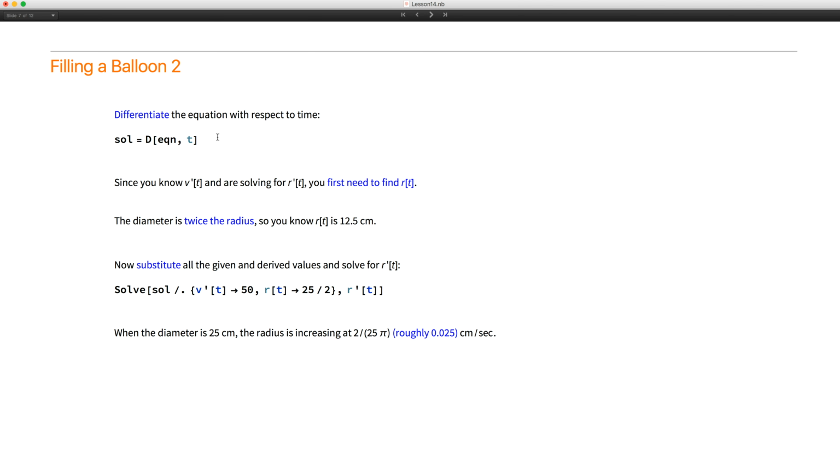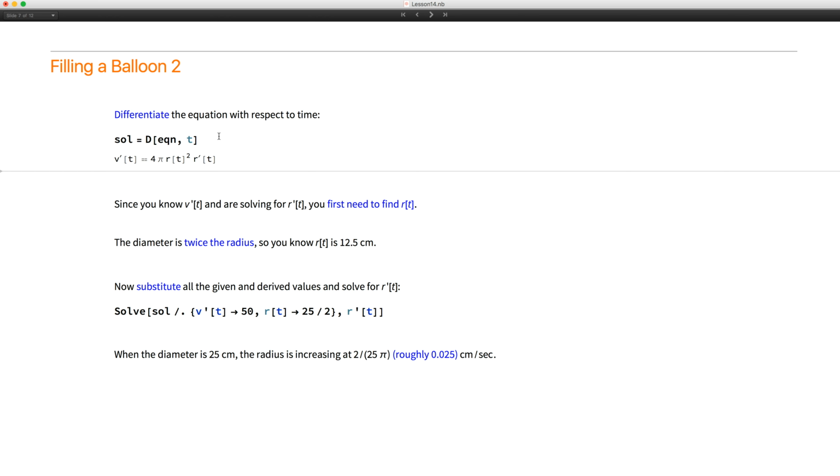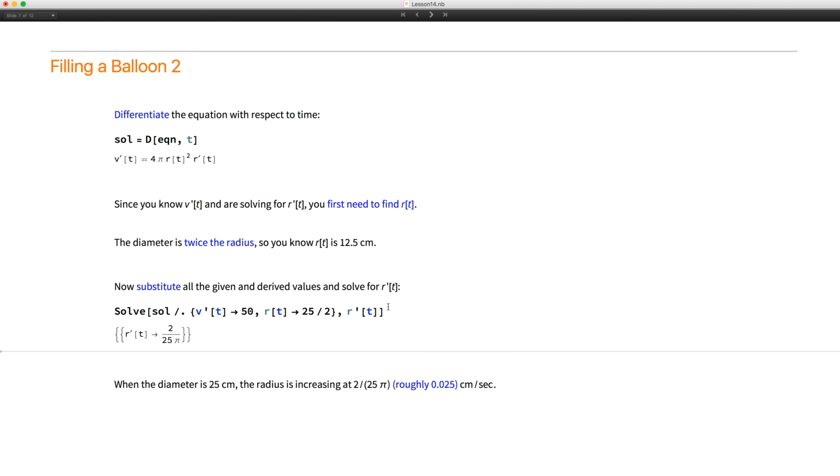Next, you differentiate that relation and you get back an equation relating v prime, r, and r prime. But of course, you need to first find what r is at that time t, but you know the diameter is twice the radius, and the diameter is 25, so the radius at that time is 12.5. So you plug back all the information that's known to you, and you find that the radius is increasing roughly at 0.025 centimeters per second.